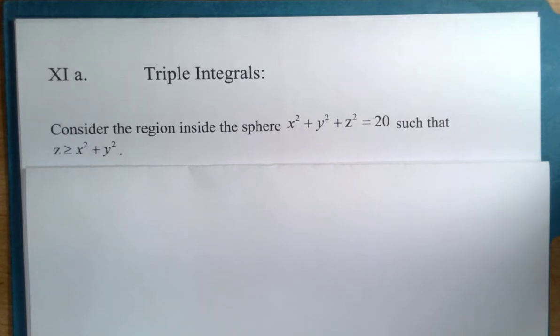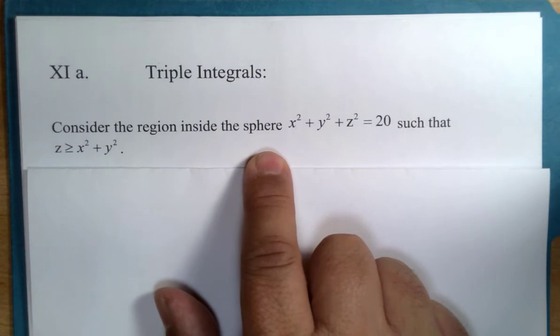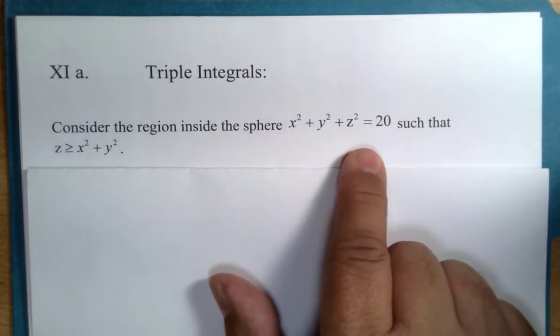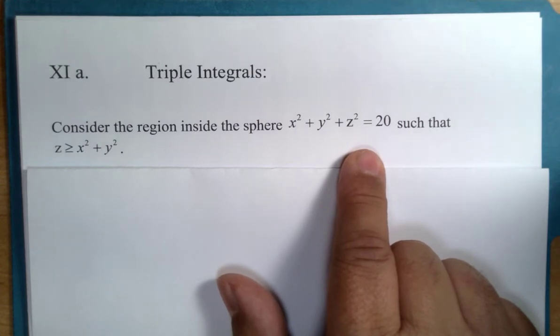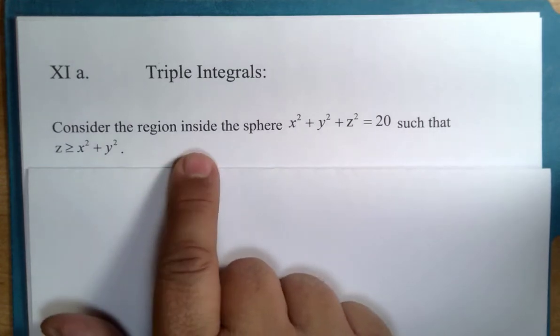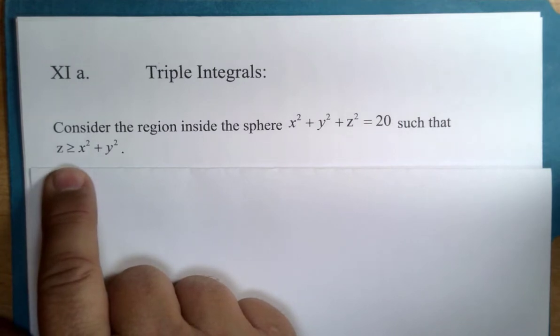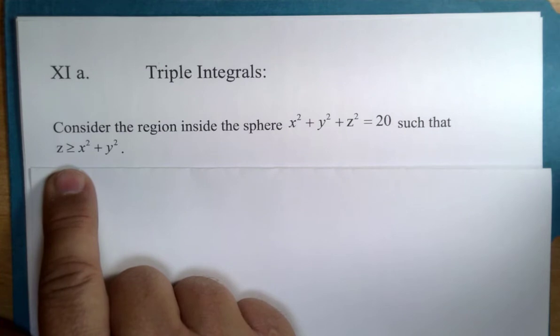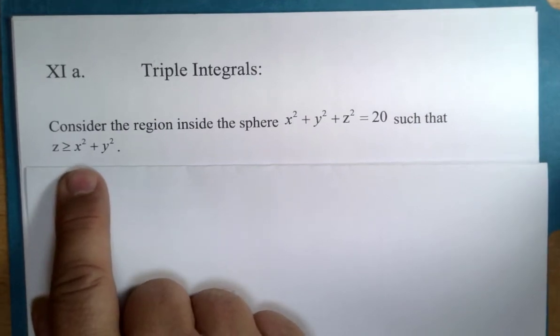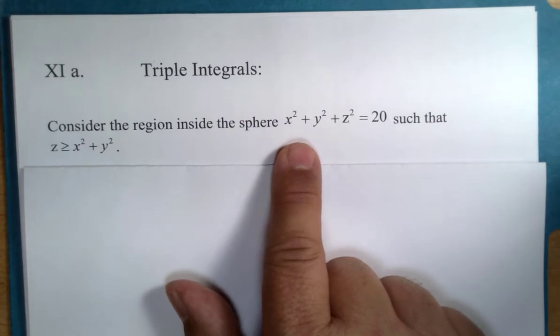So here's the setup. We have a sphere, x squared plus y squared plus z squared equals 20. So the radius would be the square root of 20. And we want a region inside the sphere, but we also want the region to satisfy this statement: z is greater than or equal to x squared plus y squared. That would be inside a paraboloid, or as I nickname it with my students, a parabola bowl. So there's a bowl, vertex at the origin in 3 dimensions, opening in the positive z direction, and we want it to be in the bowl and in the sphere at the same time.